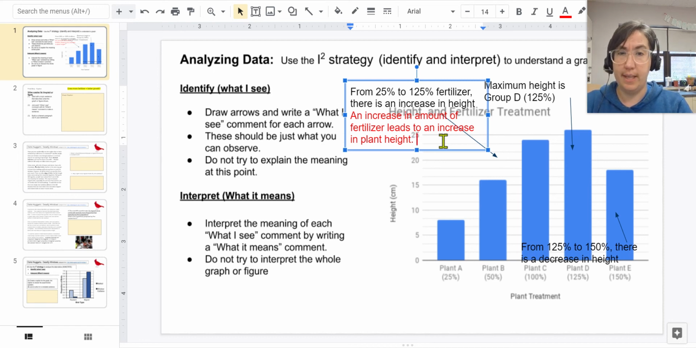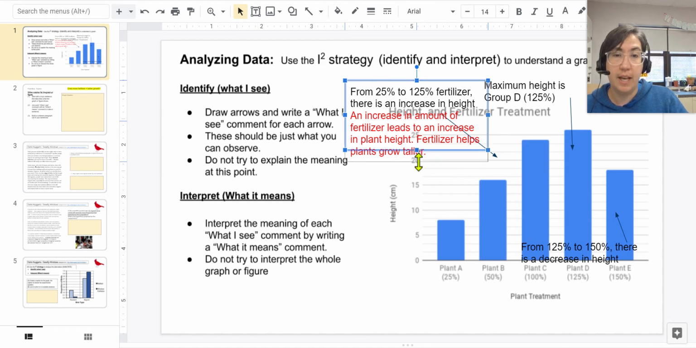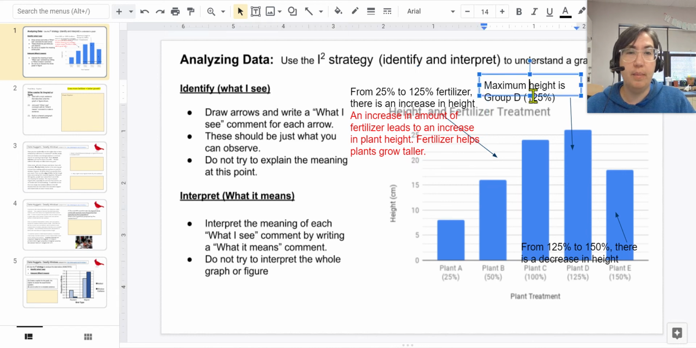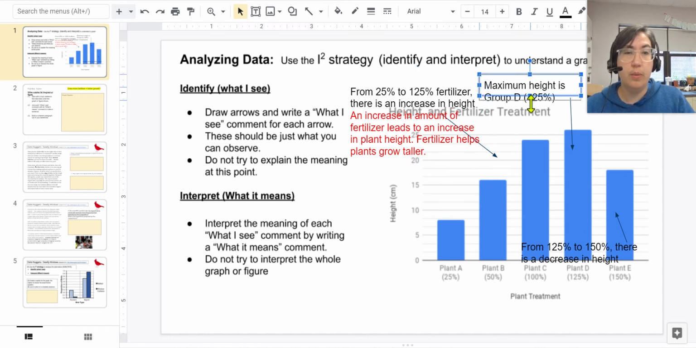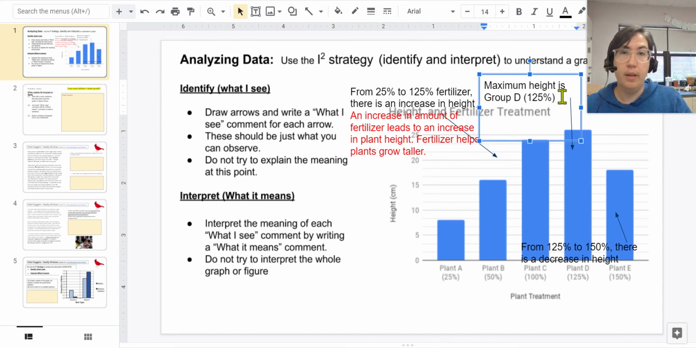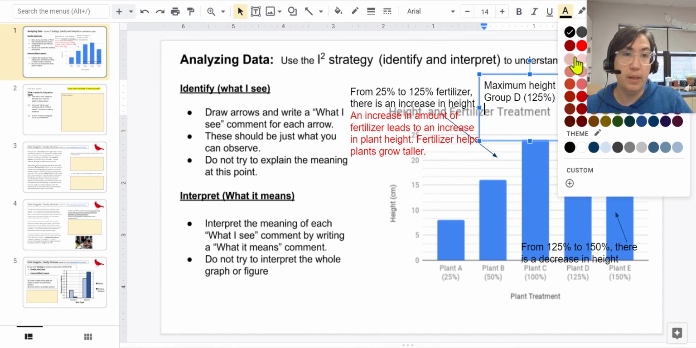We also might say that fertilizer helps plants grow taller. There's a couple different interpretations you could add. You don't have to have exactly what I do. Okay. All right. So what about this 125? Once again, I want to change my color.